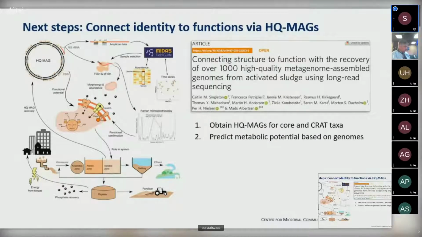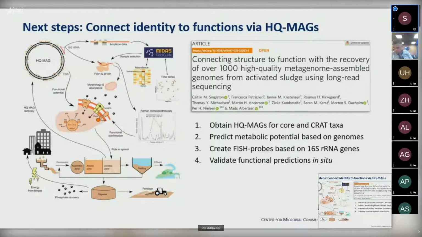And then we want to predict the functional metabolic potential of these genomes. And we want to create FISH probes so we can actually visualize the microbes in situ based on the 16S rRNA genes, both the ones in the database that we already created, but also the ones coming from the MAGs. And then we want to go in situ and actually validate these functional predictions. And then finally store all of this information in the MiDAS field guide.